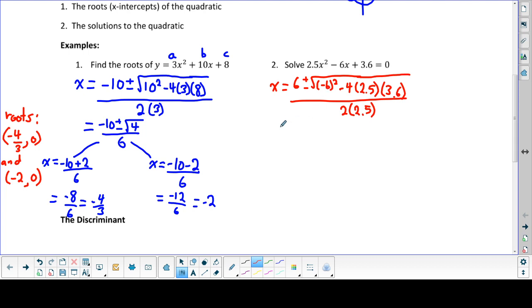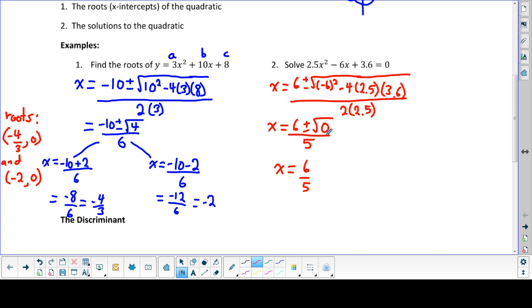Interesting. So let's see. So we get x is 6 plus or minus the square root of 0, over 5. So I guess that means there's not really a splitting up to happen, right? It's plus 0 minus 0. It's the same thing. So we get x is just 6 over 5. All right, so because we got plus minus 0, it looks like we only got one answer. And the reason we got one answer is because we had a 0 in the square root.